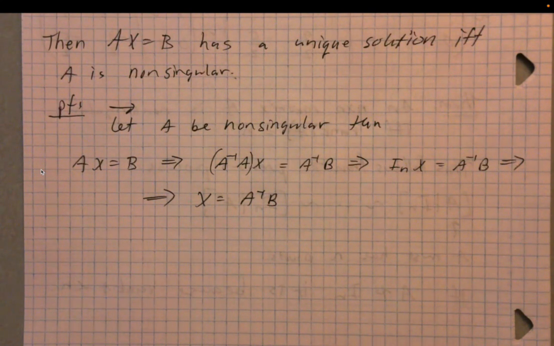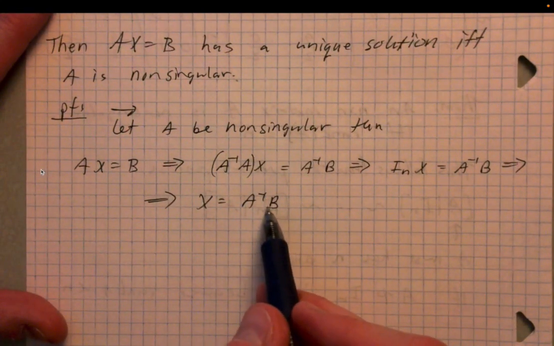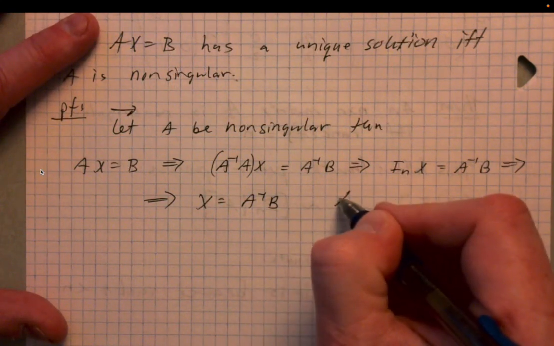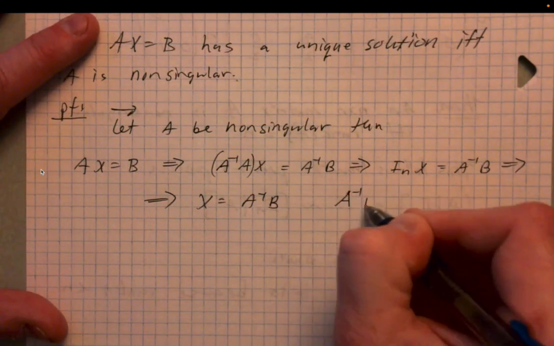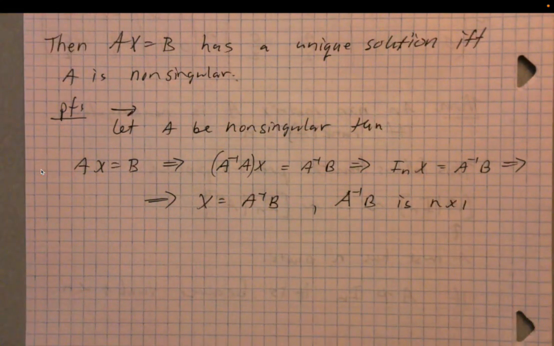Something to notice here, with that A inverse times b: A inverse is n by n, b is n by 1. So A inverse b is n by 1. Since x is n by 1, A inverse b is naturally n by 1 as well.